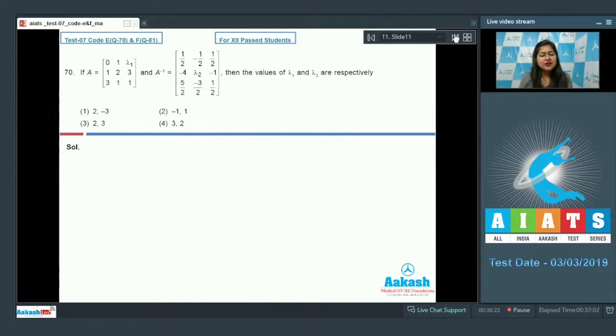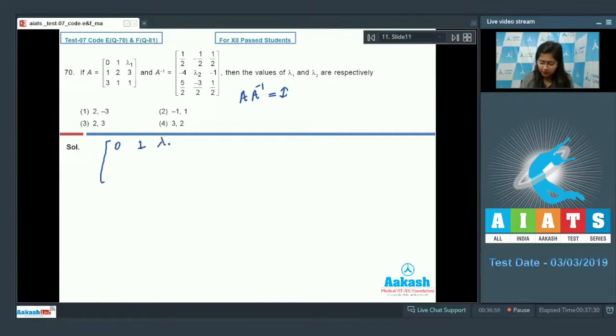Next is question number 70, which says that if A is equal to matrix 0 1 lambda 1 1 2 3 3 1 1 and similarly the matrix A inverse is also given and we have to find the values of lambda 1 and lambda 2. Now, we know the property that A into A inverse is equal to I, that is identity matrix 3 cross 3. So, let us multiply both the matrices.